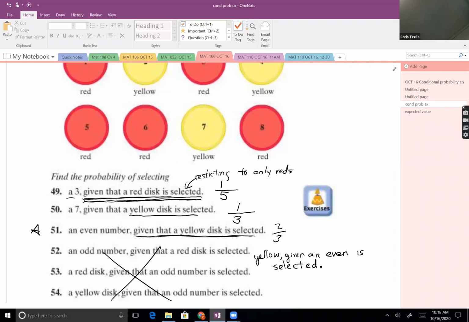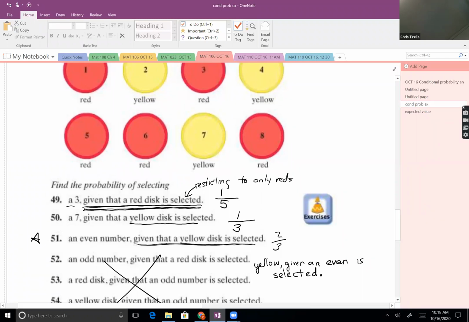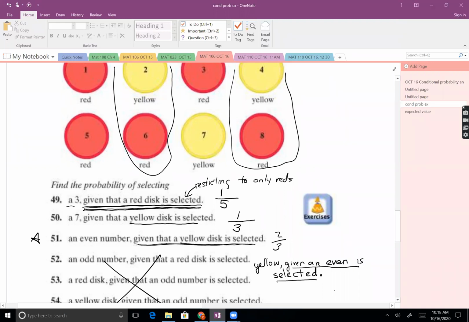But this time, we're restricting our thought process. We're only looking at the even numbers. If I'm only looking at the even numbers, I'm only looking at 2, 6, 4, and 8. And if I'm only looking at the even numbers, how many are there? 4. And of those 4, how many are yellow? 2. And so do you see the difference between the two wordings?